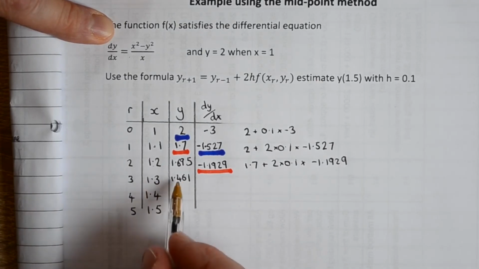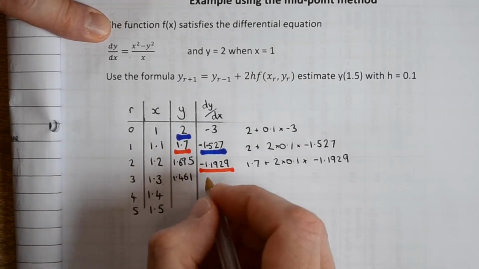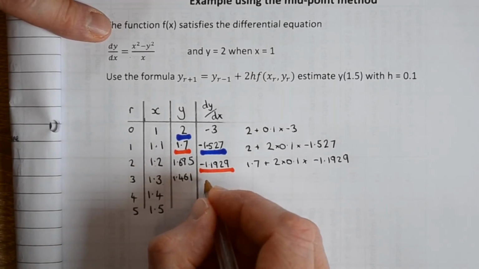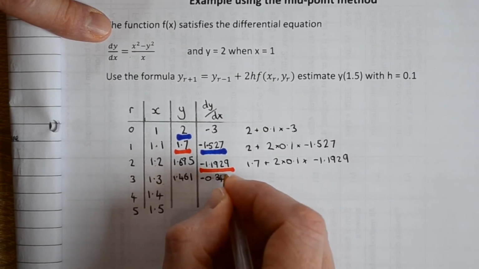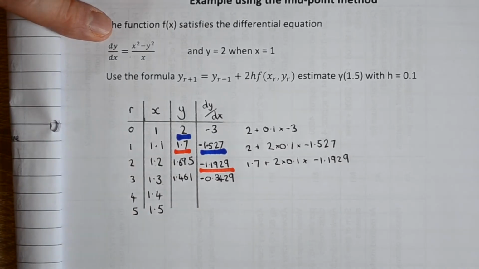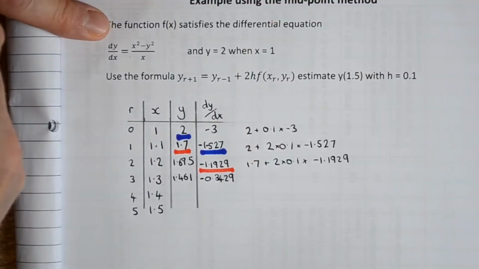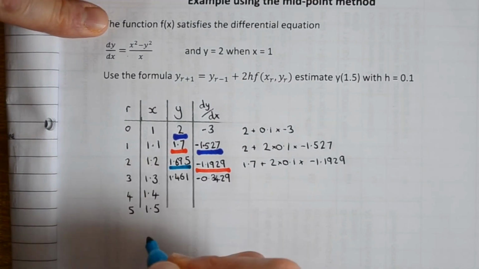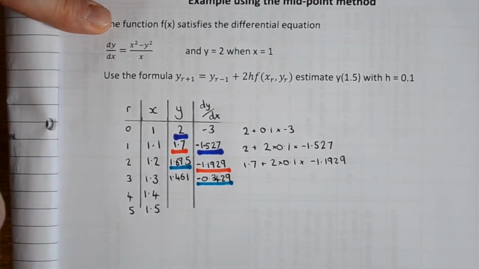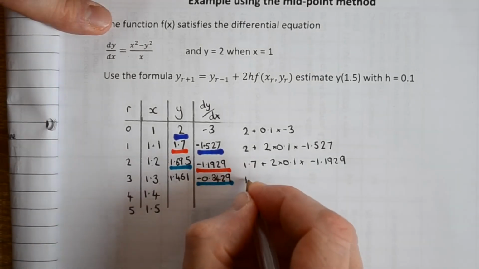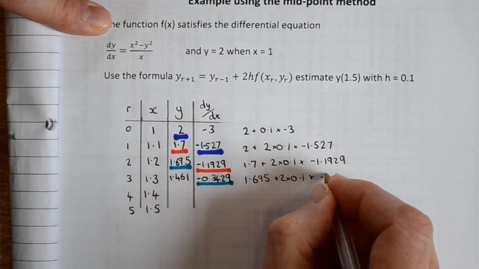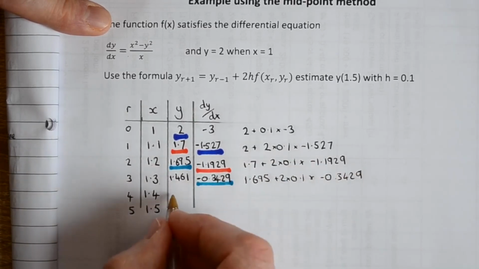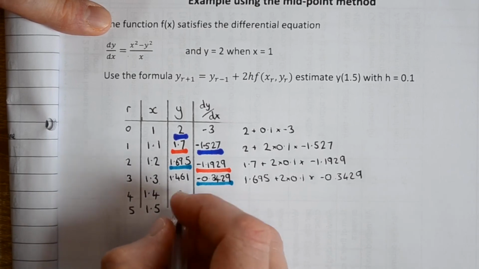Now we found the x and the y value for this third new point, then we can find out our gradient at this point, x squared minus y squared all over x, and that is going to be minus 0.3429. Great. Now we can take the double step and go from 2 y values back and take 2 steps at that gradient. So 0.695, 2 steps at the subsequent gradient. And our value here is 1.626.